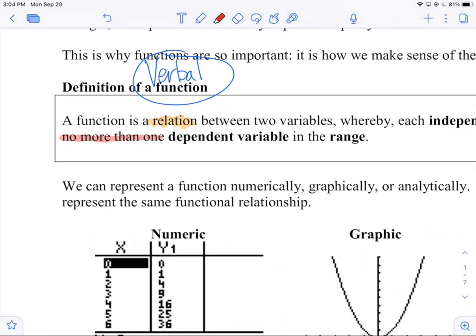It can still be a function. I'm not putting the metal pipe in, okay? But if there's an input that has an output, we call that the domain, and the output collection is the range. All right, so there's the verbal way.